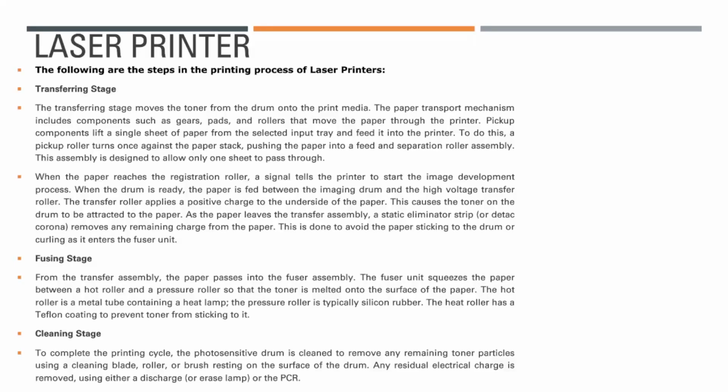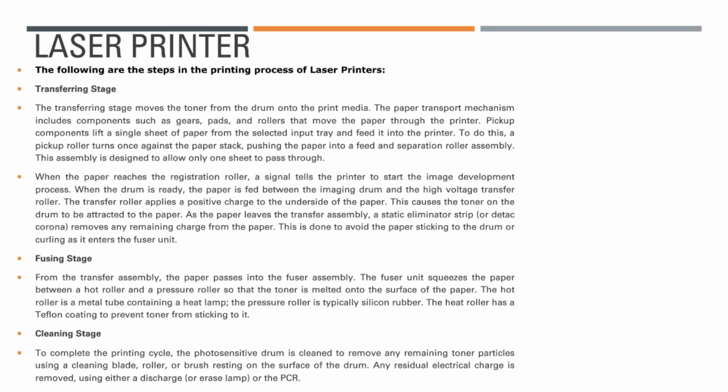Transferring stage. The transferring stage moves the toner from the drum onto the print media. The paper transport mechanism includes components such as gears, pads, and rollers that move the paper through the printer. Pickup components lift a single sheet of paper from the selected input tray and feed it into the printer. To do this, a pickup roller turns once against the paper stack, pushing the paper into a feed and separation roller assembly. This assembly is designed to allow only one sheet to pass through.